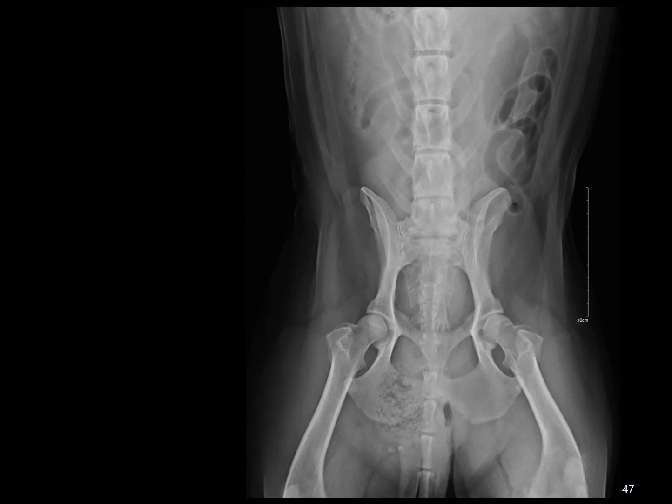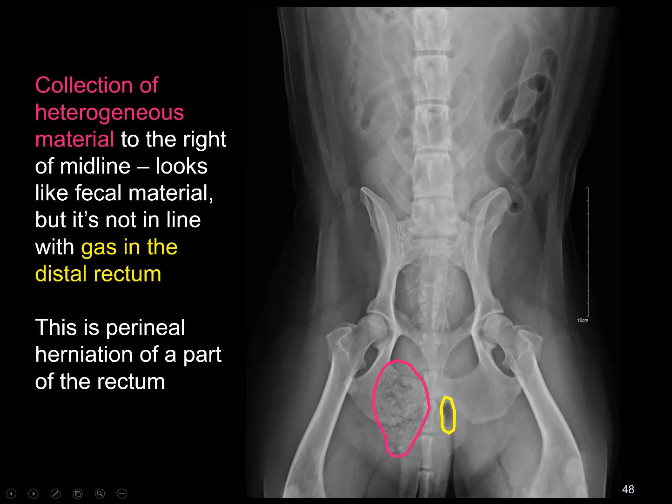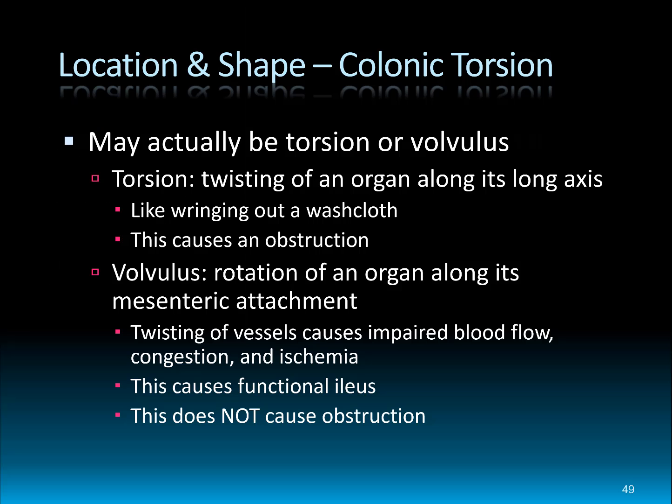And on the VD view, we see a similar thing where I can see a little bit of the descending colon up here. As I get back to the rectum, if I see fecal material, I would certainly expect to see it on midline because that's where the rectum lives. And in this case, I see what looks like fecal material, but is definitely off midline, which is definitely not where it belongs. And so in this case, this was perineal herniation of part of the rectum. It had shifted to the side, or again, a part of it had herniated out to the right side.